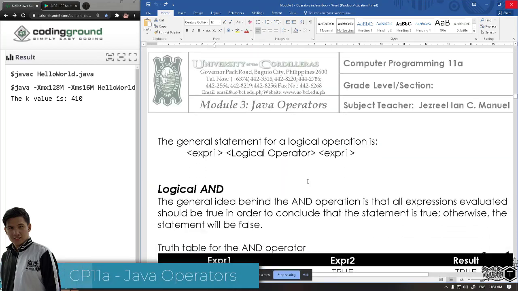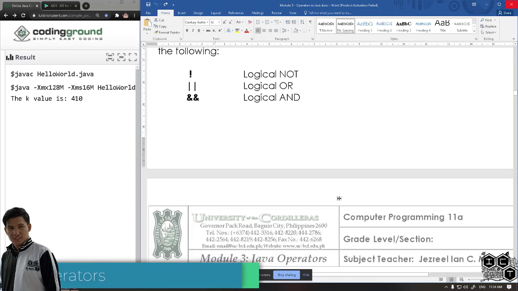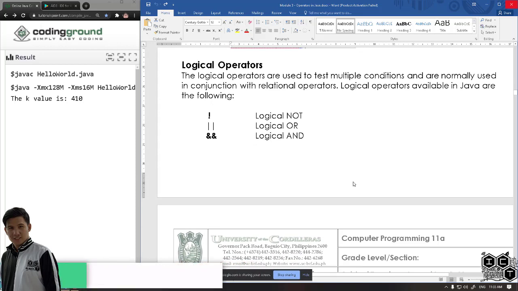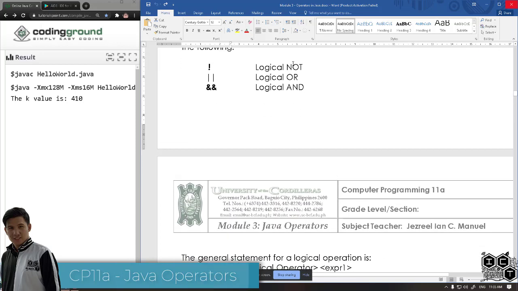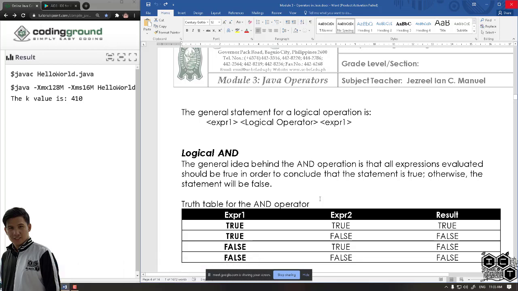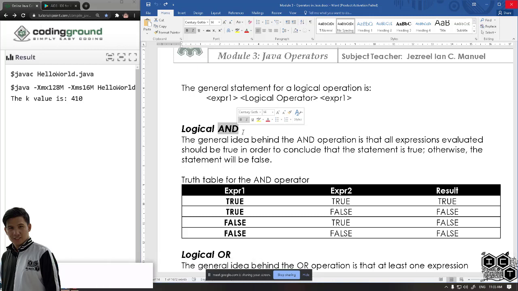Now, let's try to proceed here with what we call logical operators. Ito na yung medyo nakakalito. Logical operators are used to test multiple conditions and are normally used in conjunction with relational operators. Okay. We have the following here. Logical not, logical or, and logical and. Those are logical operators. Anong ibig sabihin yan? Let me try to discuss logical operators. Hindi pa natin totally ito magigets kapag simple program lang, pero mas applicable to sa may conditional, kapag may if else na tayo.